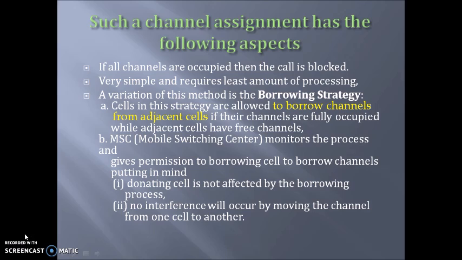A variation of this method is known as the borrowing strategy. The cells in this strategy are allowed to borrow channels from adjacent cells if their channels are fully occupied while the adjacent cells have free channels. The Mobile Switching Center (MSC) will monitor this process and give permission to the borrowing cell to borrow channels, bearing in mind that the donating cell will not be affected by this borrowing process, and no interference will occur by moving the channel from one cell to another.